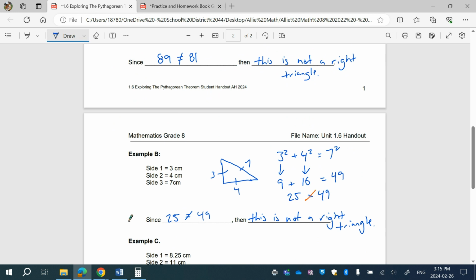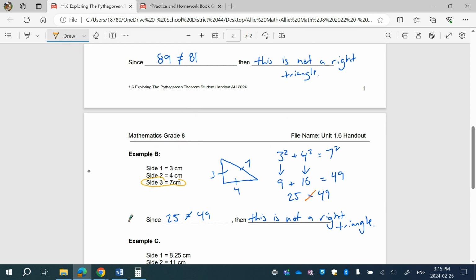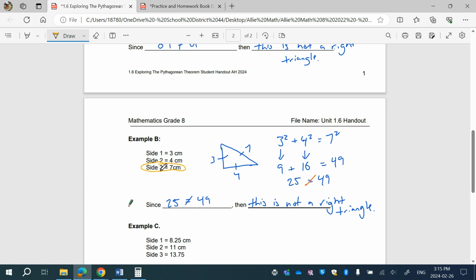Okay. So again, not a right triangle. And I knew, by the way, remember this is important to know, I knew that this would be our potential hypotenuse because it was the longest. The hypotenuse is always the longest. So I knew I had to set up my equation like that.